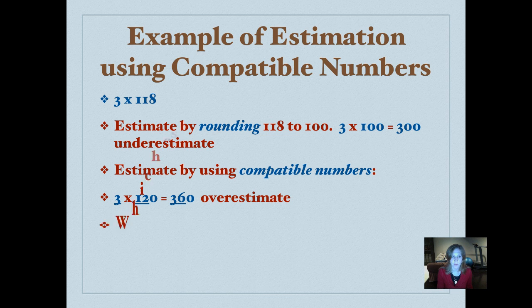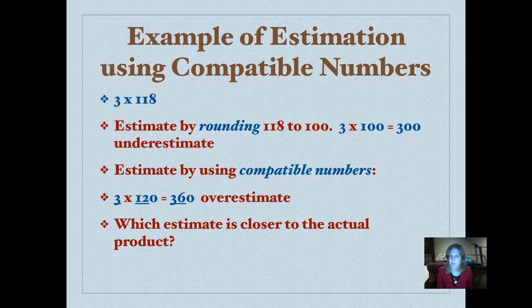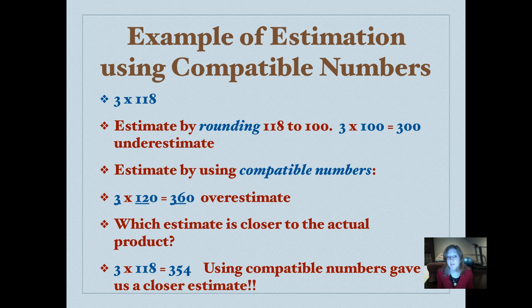Let's see what the actual problem was. Just think about this and guess which will be closer to the actual problem, rounding to the greatest place value position or rounding using compatible numbers. 3 times 118 actually equals 354. Using the compatible numbers gave us a closer estimate. And that's just because we rounded less. There was less difference in the numbers that we were estimating with. Between 118 and 120, that's only 2 numbers different. But between 118 and 100, that's 18 numbers different. So of course, our final estimate's going to be closer with compatible numbers.